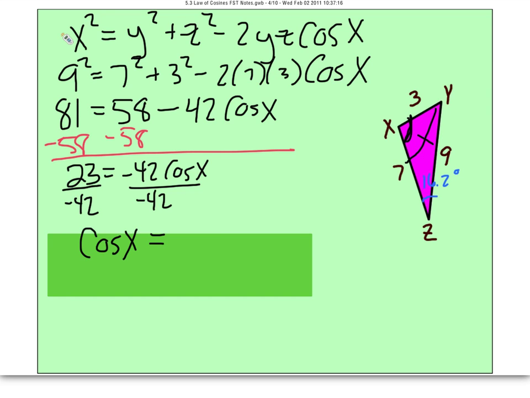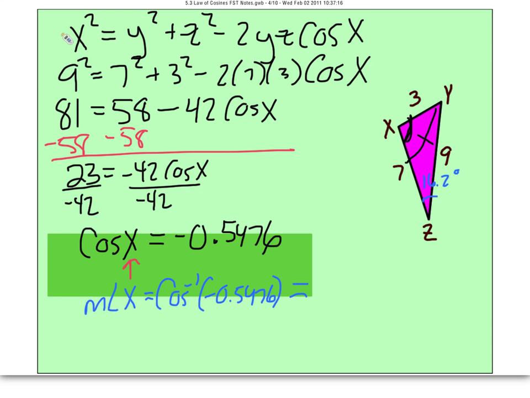0.5476. Now we need to get the angle out of the word cosine. So again, the measurement of angle x is going to be equal to the cosine negative 1, or inverse cosine, of this particular value. And that's going to give us 123.2 degrees.